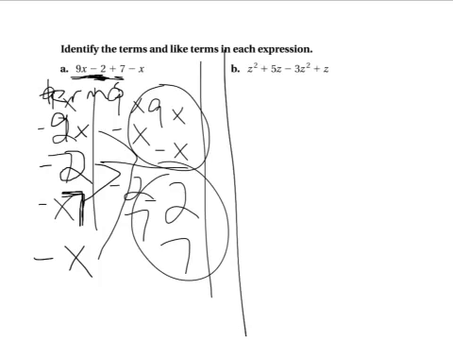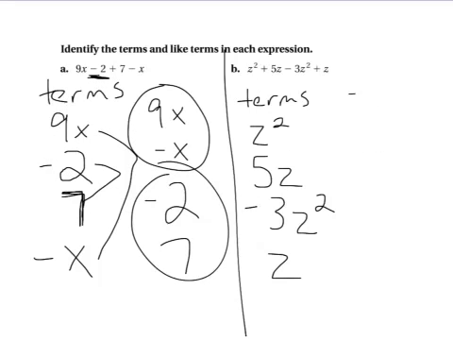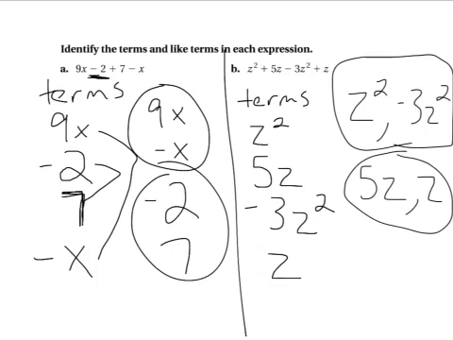B, it says z squared plus 5z minus 3z squared plus z. So my terms, let's start with terms. We have z squared, 5z, minus 3z squared, and z. So what are my like terms there? Well, my like terms would be z squared and minus 3z squared. And the other ones are 5z and just plain z. So these are like terms, and these are like terms. Okay?